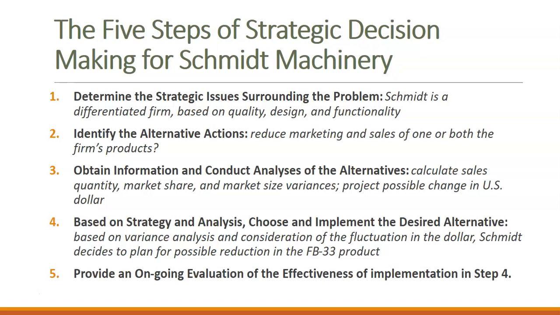So based on their evaluation, they decided to plan for a possible reduction in that FB33 product that they had originally thought was going to have a higher percentage of sales. And then we know that in step 5, we provide ongoing evaluation of the effectiveness in what we decide. And then if we decide to redo, we go back to start the steps all over again.